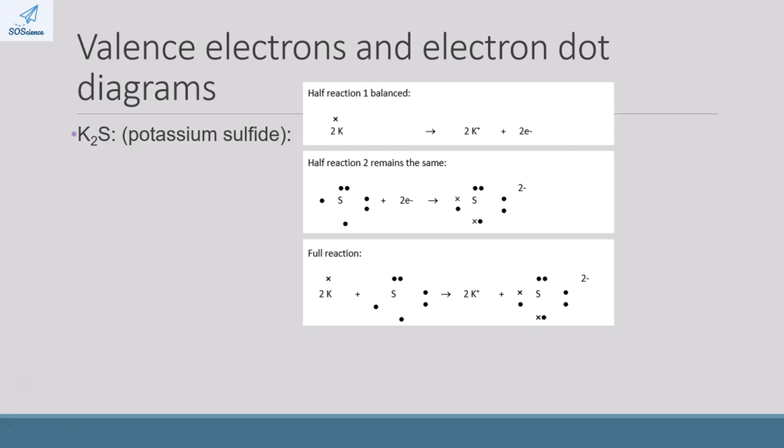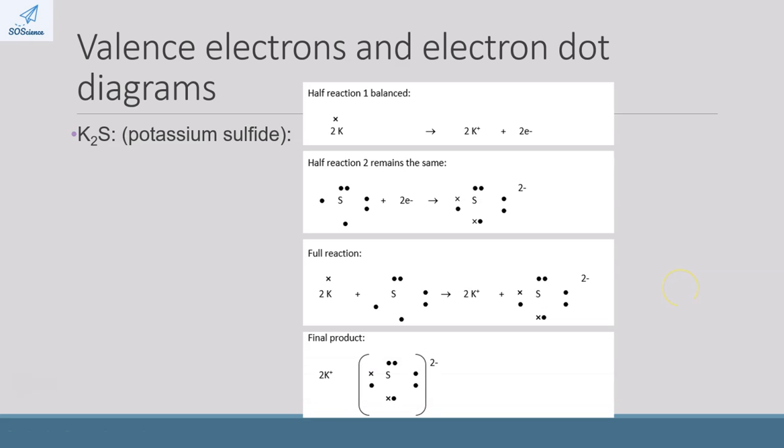Again, simply copying, starting with a metal, followed by the non-metal, and we can ignore the electrons. Remember, we use those electrons as a crutch to balance our equation. So we've got 2K plus S makes 2K+ plus S2-. We're just copying the reactants and the products.